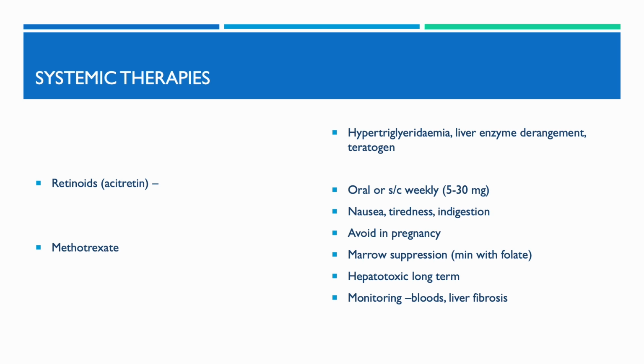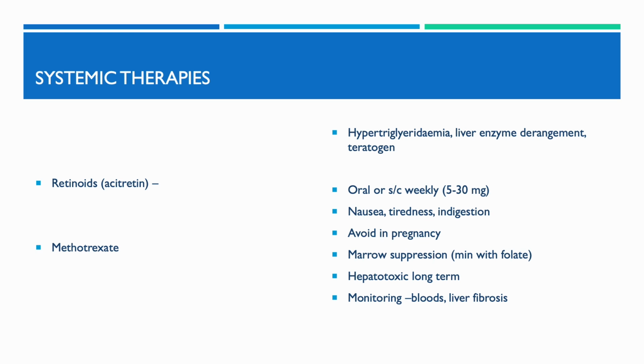It's reasonably effective. Generally, you're going to know within 8 to 12 weeks whether it's producing a satisfactory effect. Downsides are that it can produce hypertriglyceridemia and occasionally will cause liver enzyme derangements. It's a potent teratogen, so we don't use this in women of childbearing age.